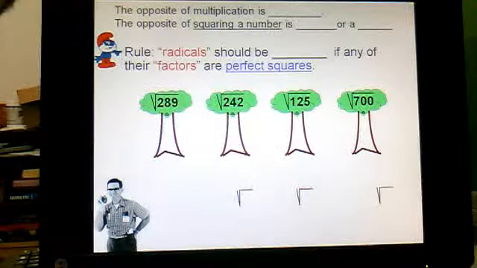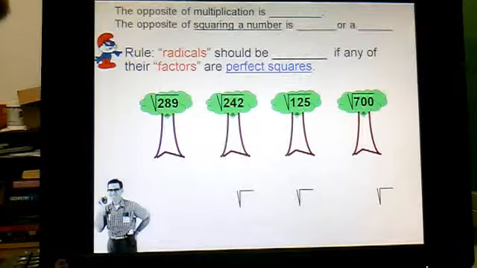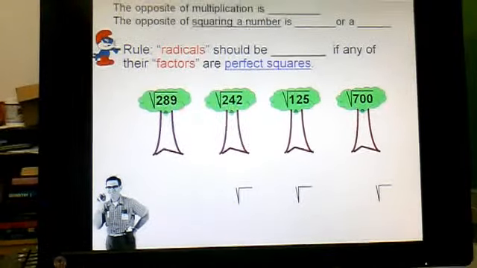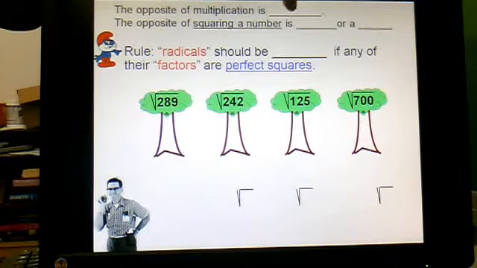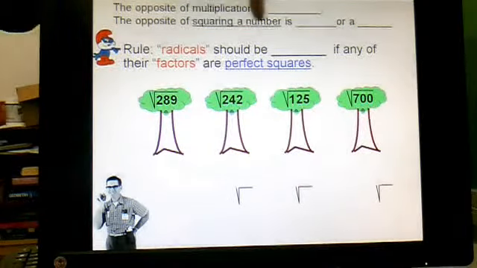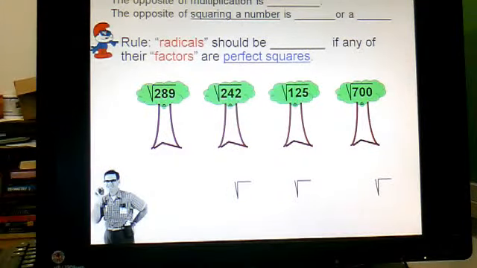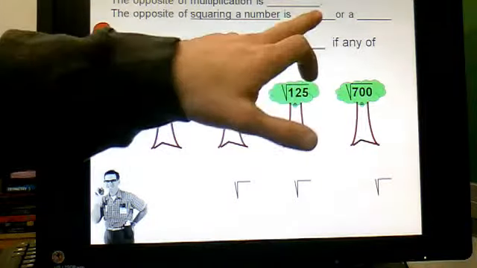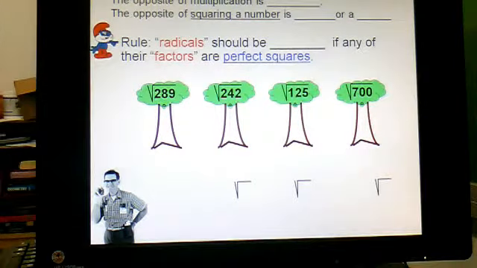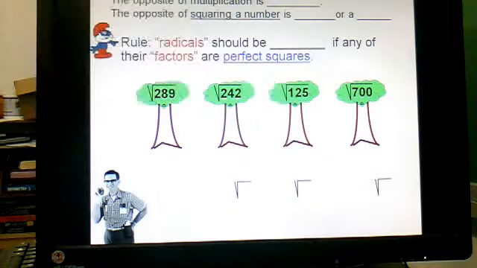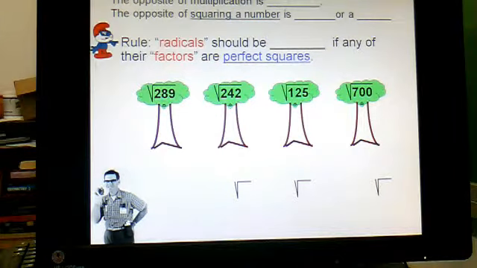Next little thing I want to mention on here is inverse operations, or opposite operations. The opposite of multiplication, of course, is division. The opposite of squaring a number, there's two names for it, is this little symbol here, which is either a square root, or taking a radical. You'll often hear me say rad 289 or rad 242, radical 125. It's the same thing as saying square root of 125.